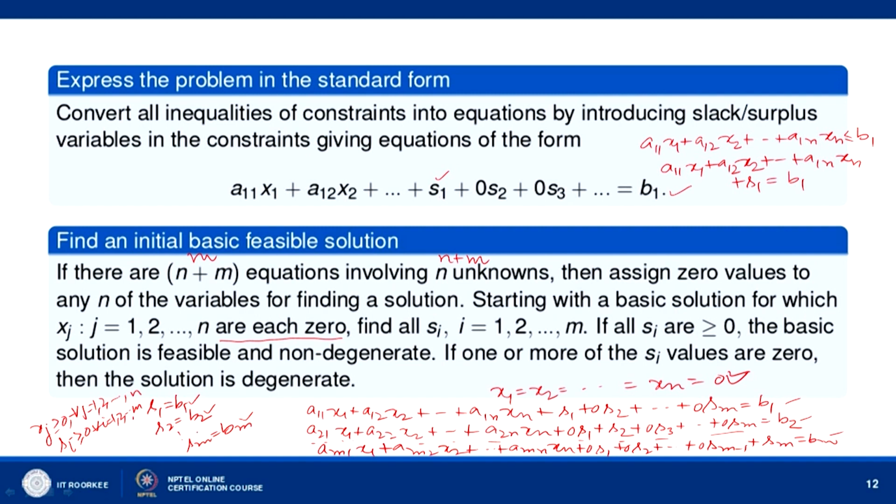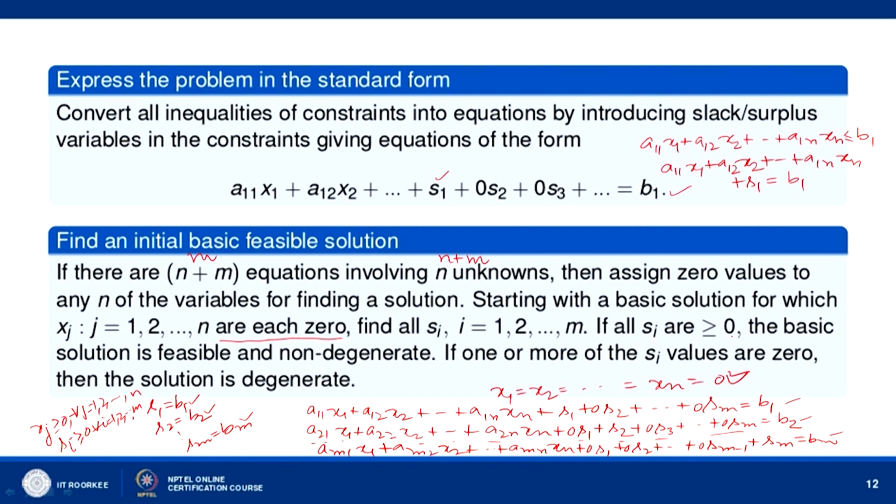So, the solution x1, x2, ..., xn, S1, S2, ..., Sm satisfies these m equations, and also satisfies the non-negativity restrictions. Therefore, x1, x2, ..., xn equal to 0 and S1 equal to B1, S2 equal to B2, ..., Sm equal to Bm will give us a basic feasible solution.